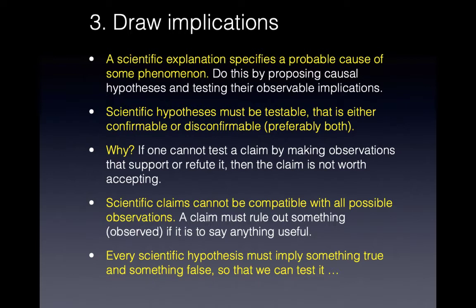Why is that again? If you can't test a claim by making observations that support or refute it, then the claim isn't worth accepting, because you wouldn't know if it's false if you couldn't see that it's false, because it implies something, it predicts something which doesn't come true. Scientific claims can't be compatible with all possible observations. A claim needs to rule out something if it's to say anything useful. Every scientific hypothesis must imply something true and something false so we can test it.